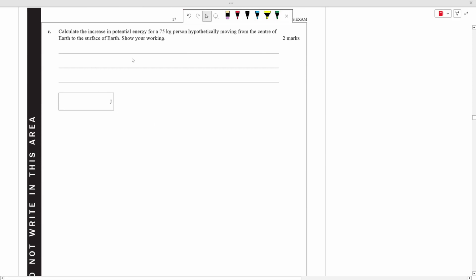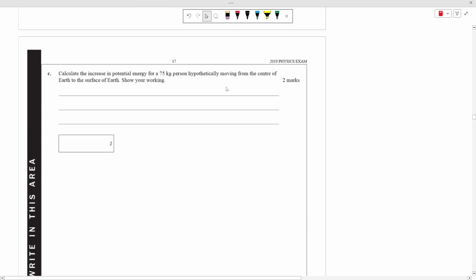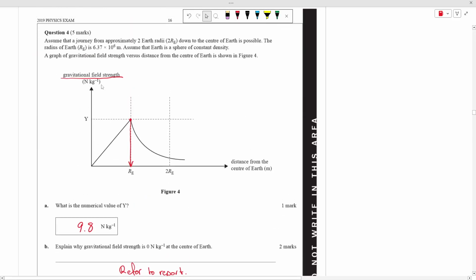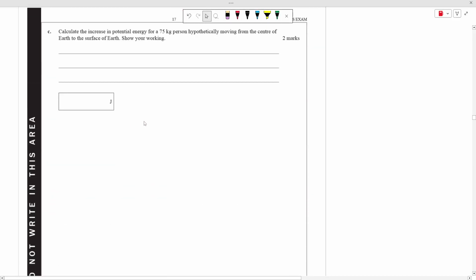Right, for C, calculate the increase in potential energy for a 75 kilogram person hypothetically moving from the center of Earth to the surface of the Earth. Show your working. Alright, so we have a graph of field strength versus distance, and we know that the area under the graph times the mass of the object that's moving will give us the change in gravitational potential energy. So that's a nice triangle. So we'll say change in gravitational potential energy equals area times mass of person.